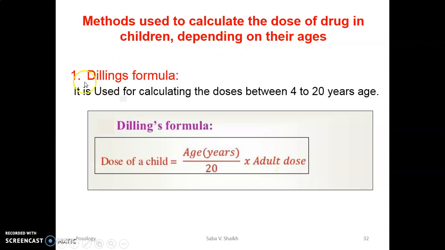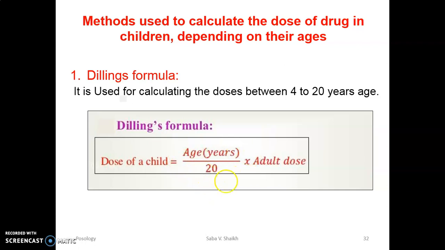The first formula is Dilling's formula. It is used for calculating the doses between 4 to 20 years of age. Now here, these formulas can be marked up by yourself, which can be helpful in answering questions like "calculate the dose of a child" in your question papers.